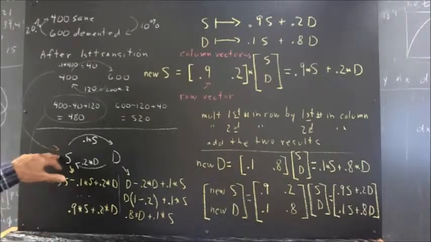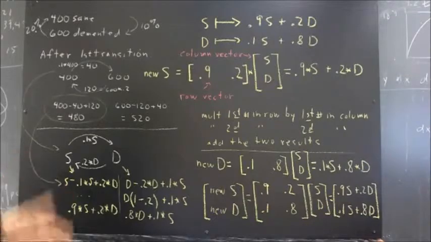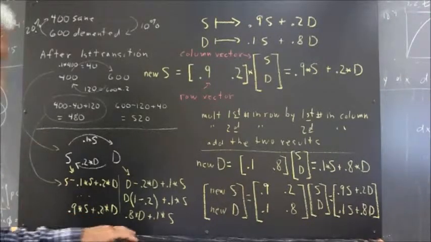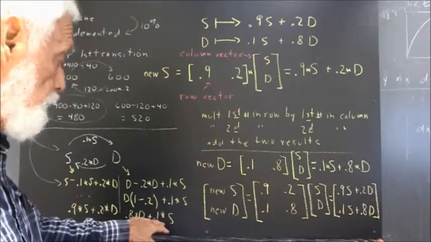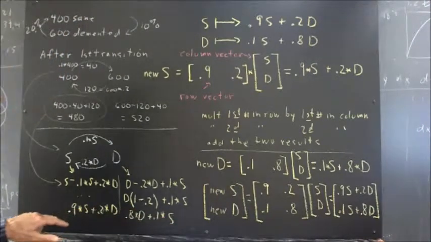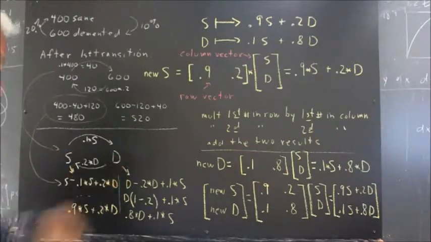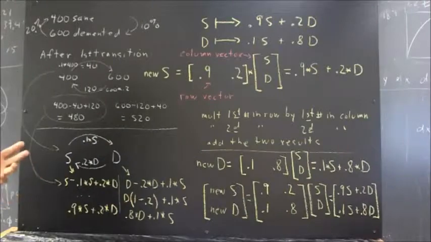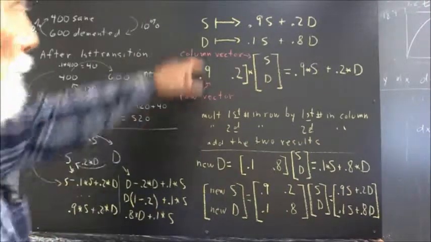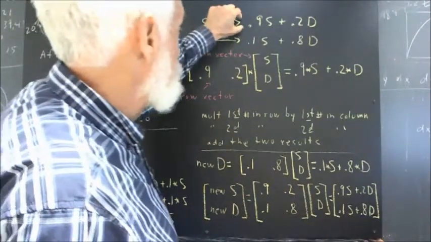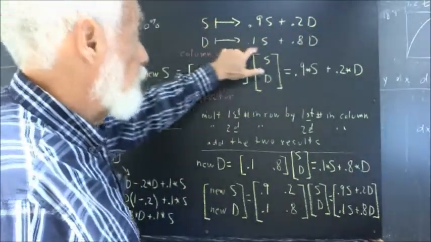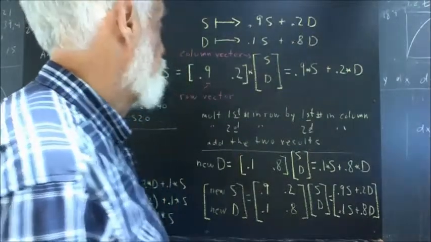If we know the number of sane and the number of demented, we've really got something kind of like a formula for the number of sane, 0.9S plus 0.2D, and the number of demented, 0.8D plus 0.1S. These are the numbers after the transition, if these are the numbers before the transition. Okay, well, that's very good. And we can summarize that by saying S becomes 0.9S plus 0.2D. D becomes 0.1S plus 0.8D.